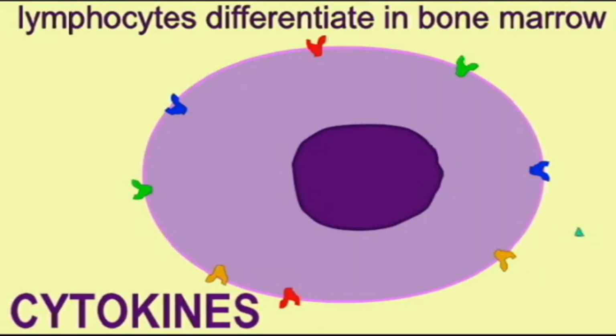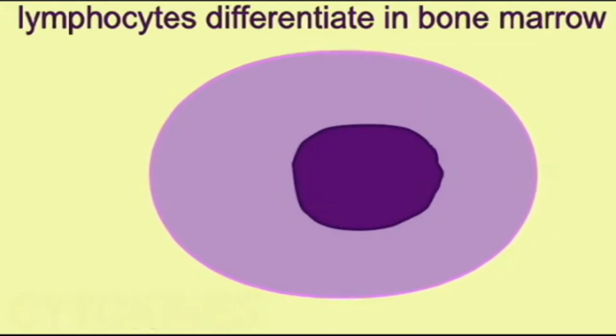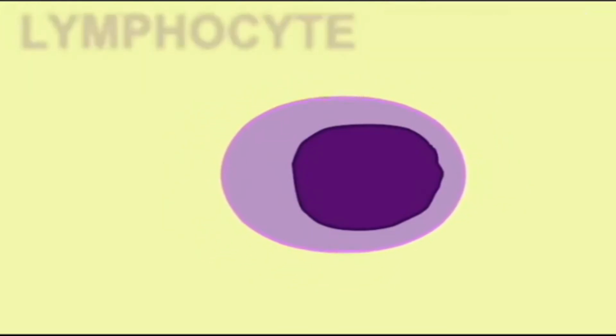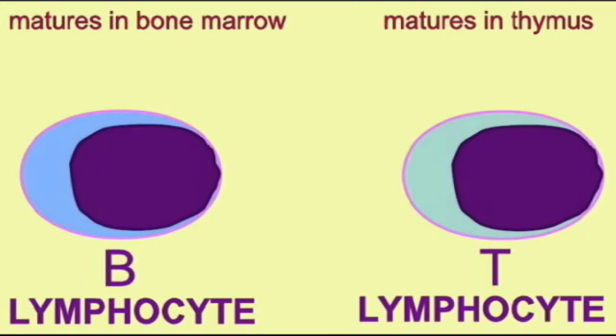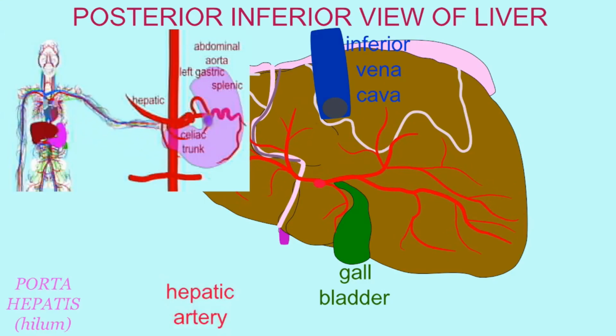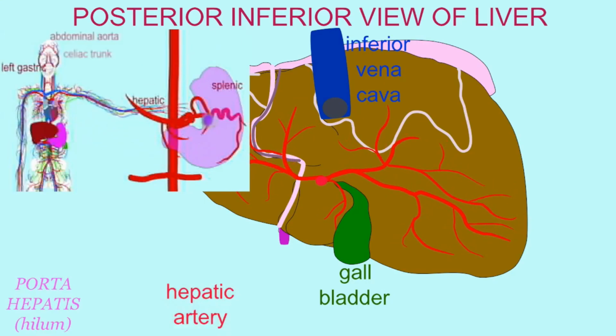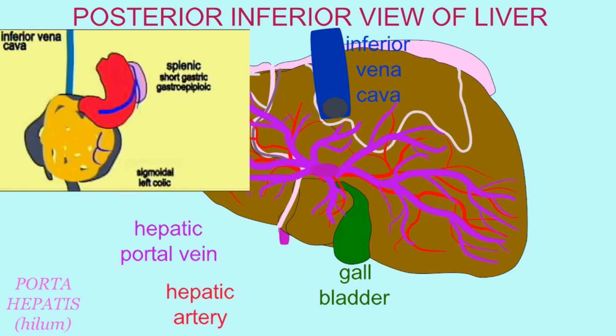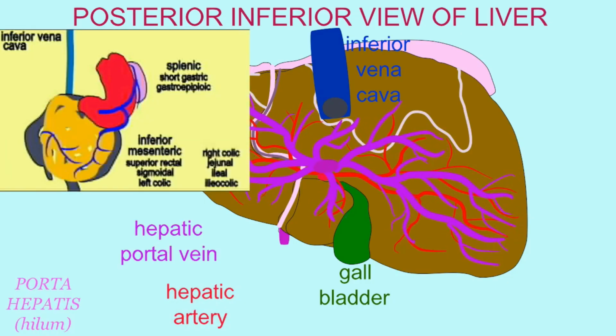Finally, T lymphocytes have their name because the majority of them mature in the thymus. However, there can also be extrathymic differentiation of T lymphocytes, which occurs outside the thymus, and the liver is one of the main body organs for that.